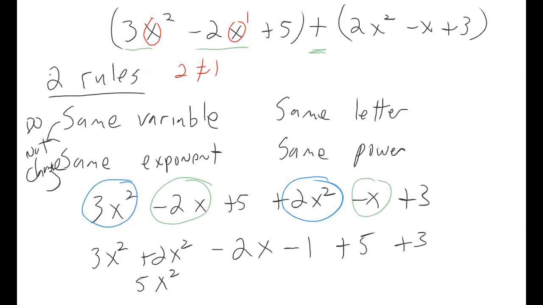A lot of times when I see people get these wrong, they'll give me the answer 5x to the 4th. No, the exponents can only change if you're multiplying and dividing, which means a single term. If I'm combining terms, I can only change the numbers in the front, the coefficients. So 3x squared plus 2x squared becomes 5x squared. Oops, let me fix this, that's supposed to be a negative x. Negative 2x minus x, and there's really a 1 here. So negative 2 minus 1 is a negative 3x. And then 5 plus 3 is 8. And that is the final answer.